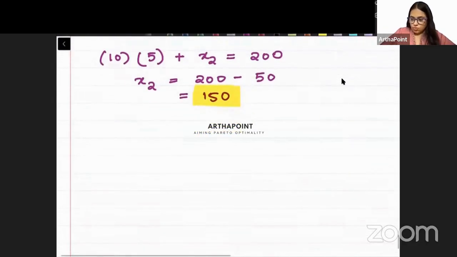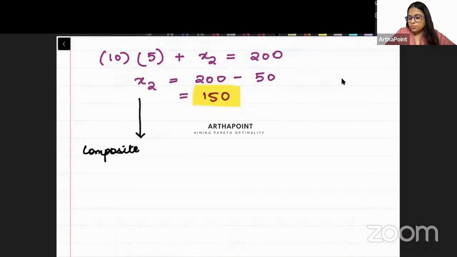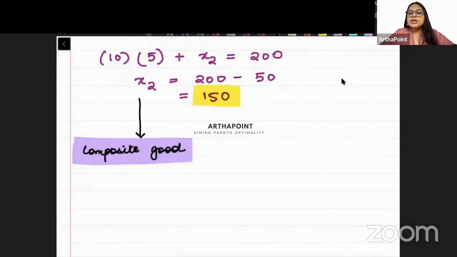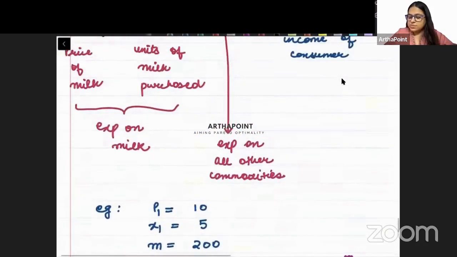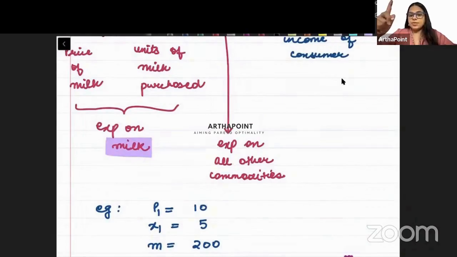Okay. Now, X2 can be called as composite good. What can we call X2? X2 can be called as composite good. What is a composite good? Composite good represents all other goods except good one. Good one यहाँ पे क्या है? Good one is milk. So my demand of all other goods except milk, that will be composite good.